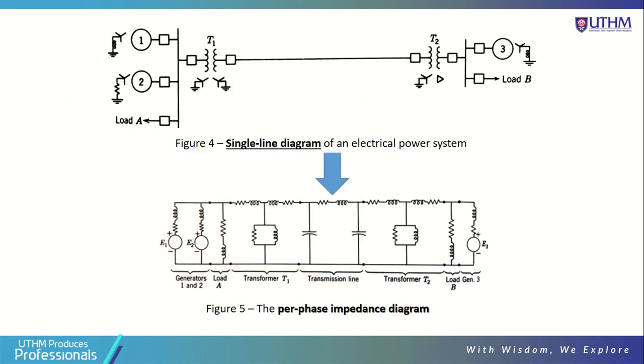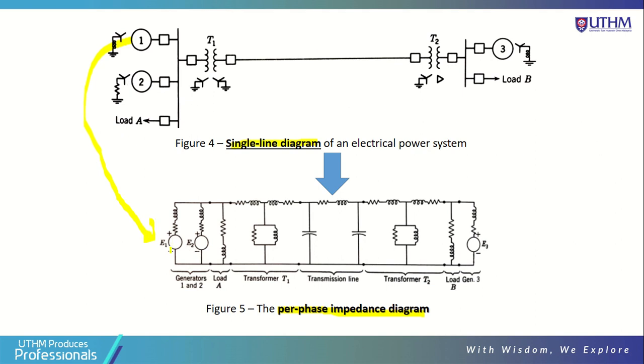Okay, clear. So we can summarize that from the single line diagram we have generator 1, generator 2, load, generator 3, load B, and then the transmission line. This one we call a single line diagram of an electrical power system. Based on the single line diagram, we can draw the per phase impedance diagram. For example, this is generator 1.